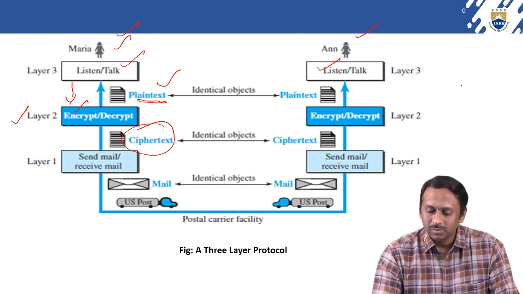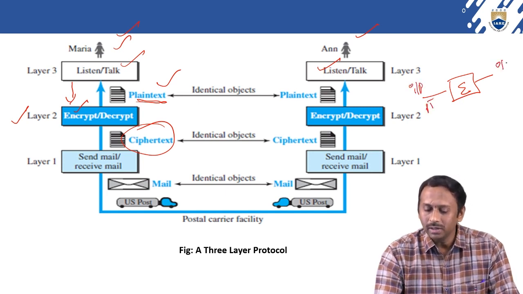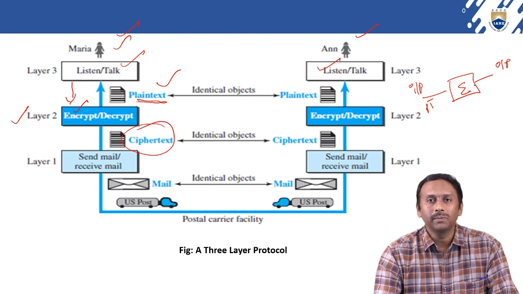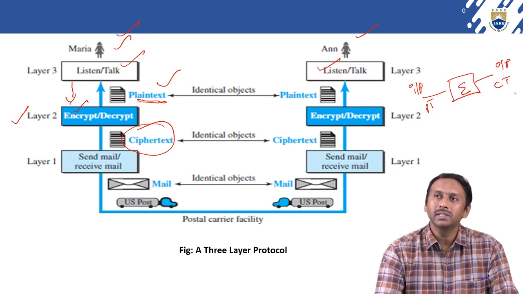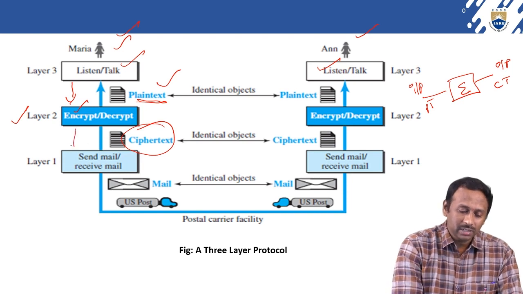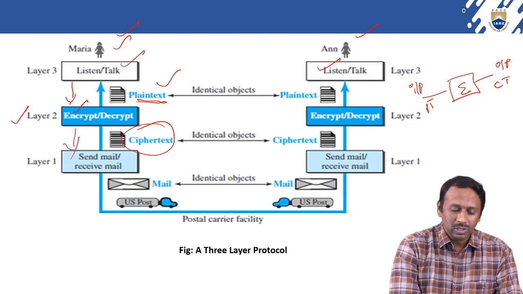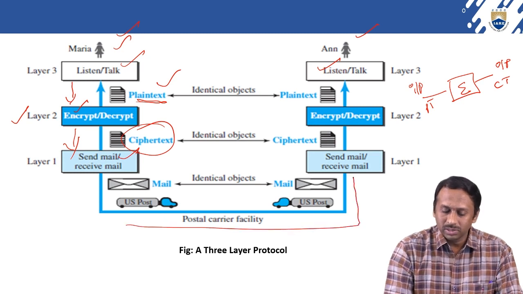Now, what is the input here? Input is plain text. What is the output after performing encryption? The output is ciphertext. After the ciphertext, it reaches layer 1, where it is sent as a mail. Through the mail it reaches the other side.